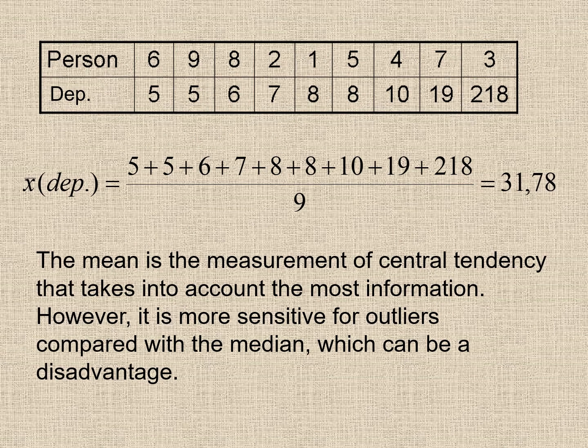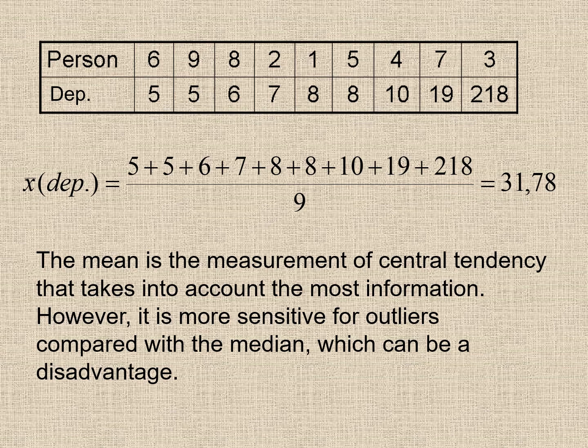As an example, here we have 9 individuals and we have a measure of their level of depression. So we calculate the mean in this group of 9 individuals. So we take the sum of all the values, 5 plus 5 plus 6 and so on, divided by number of observations, 9. So the mean level of depression in this group of 9 individuals is 31.78.